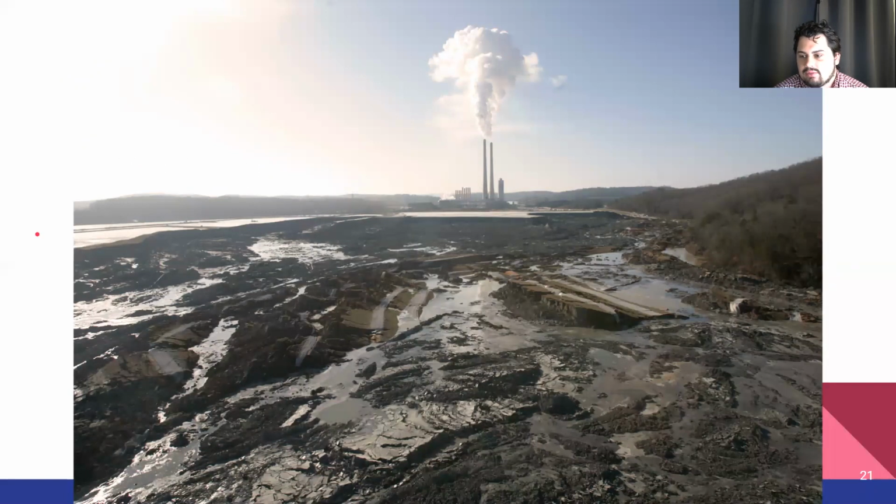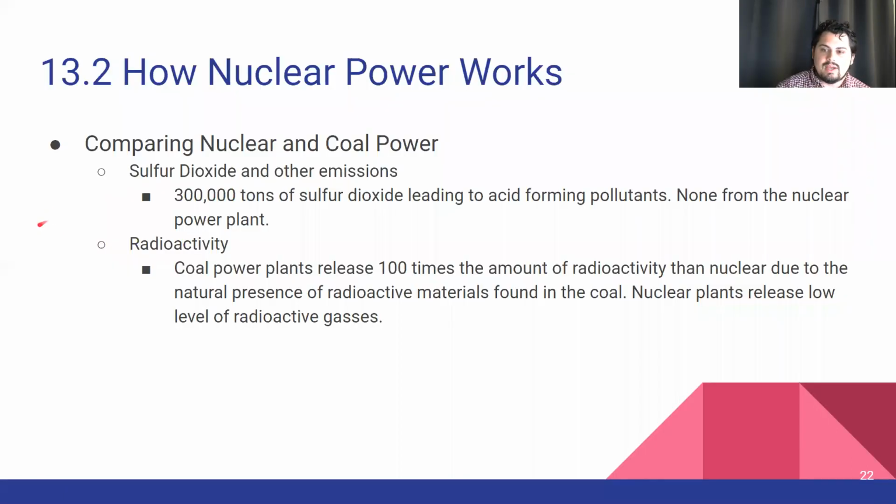So this has always been kind of like a scary picture. It looks like a wasteland to me, and then you just have the big old billowing plumes in the background. So nuclear power plants don't have any of that. So that's good. Now, sulfur dioxide is another product that comes out from coal burning.